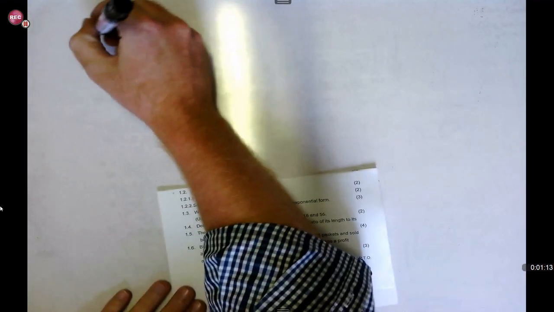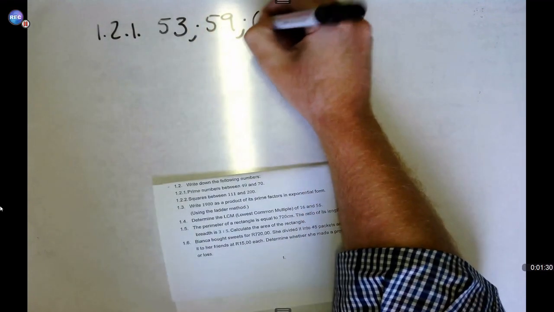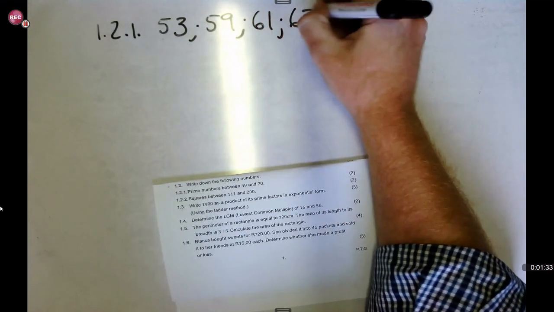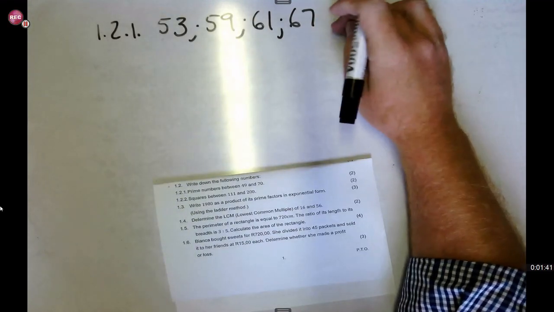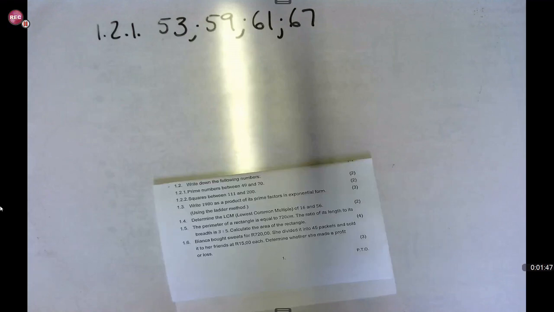So for question 1.2.1, all the prime numbers that fall between 49 and 70 would be as follows. The first one would be 53. The second one would be 59. Then your next one would be 61. Then 67. And then obviously you cannot add another number over here, because the next number that falls after 67 that is a prime number would be 71. And we've only asked for prime numbers between 49 and 70 in this regard.